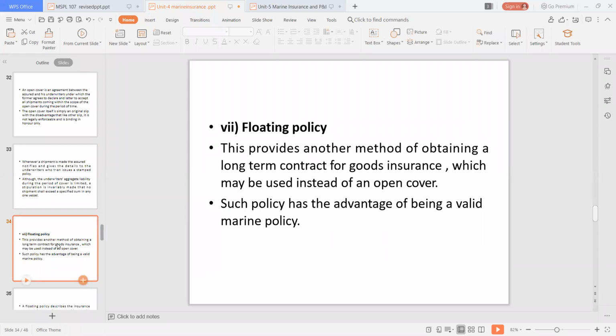Floating policy. This provides another method of obtaining a long-term contract for goods insurance, which may be used instead of an open cover. Such a policy has the advantage of being a valid marine policy. Instead of that open cover, they use the floating policy.